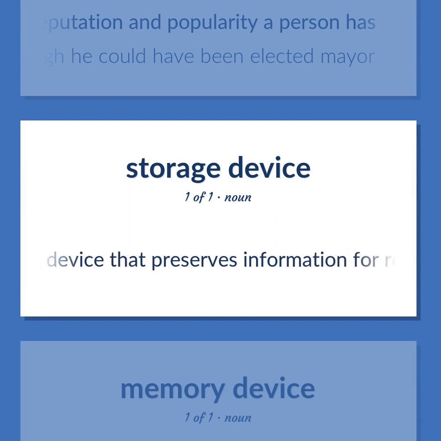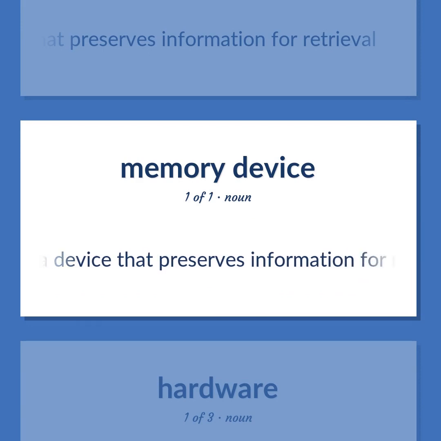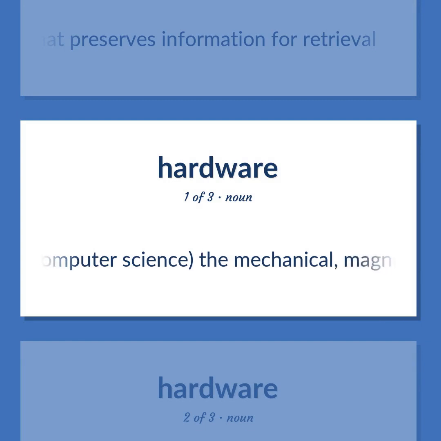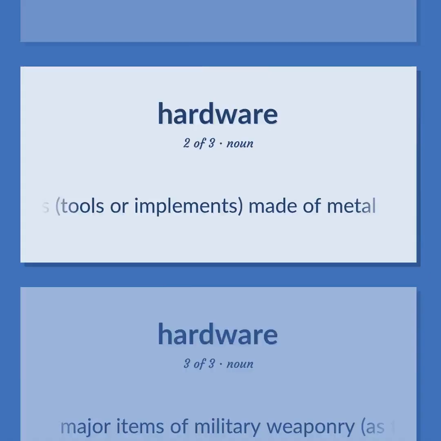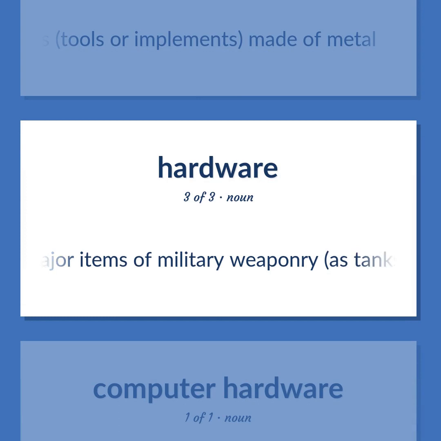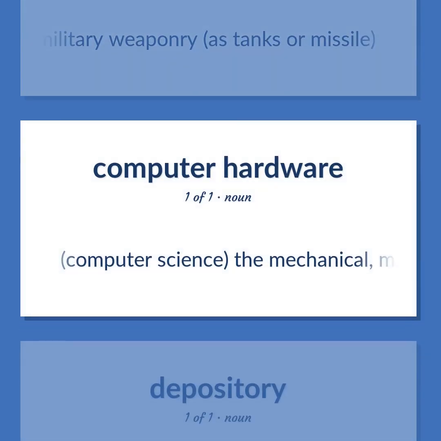A device that preserves information for retrieval. Computer science, the mechanical, magnetic, electronic, and electrical components making up a computer system. Instrumentalities, tools or implements, made of metal. Major items of military weaponry, as tanks or missile. Computer science, the mechanical, magnetic, electronic, and electrical components making up a computer system.